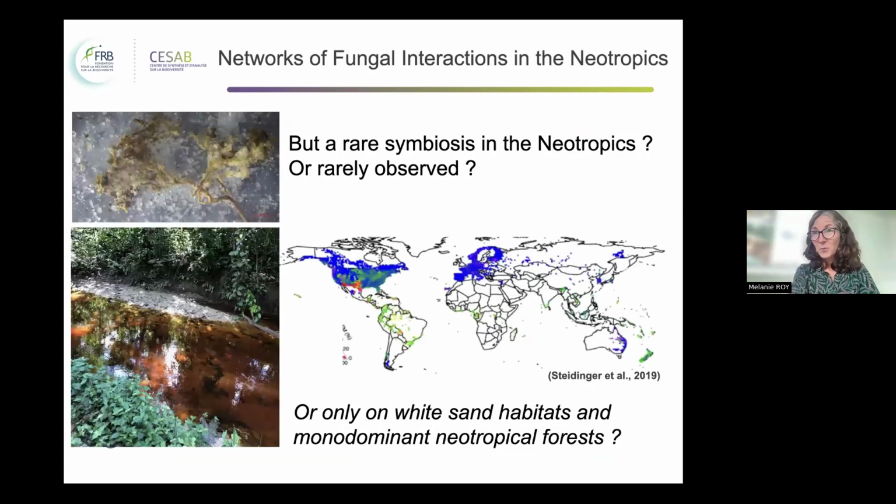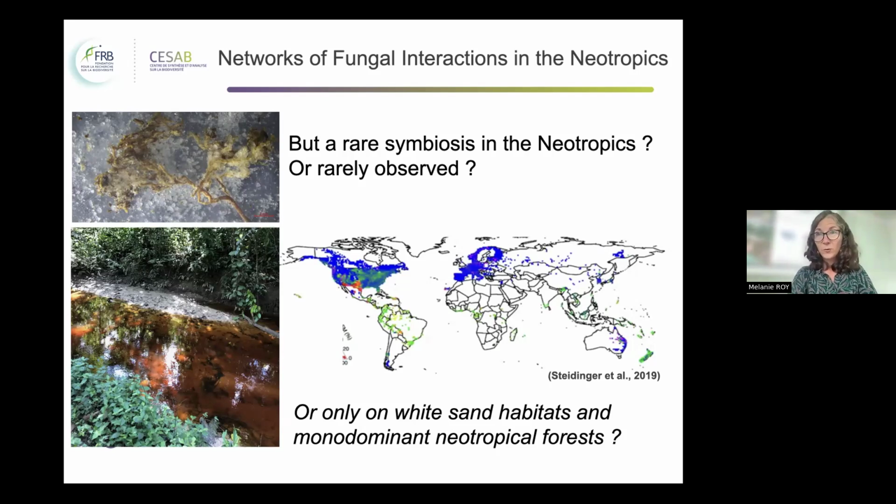And so the starting point of this project comes from observation at the global scale. When we look at this symbiosis here on the map in blue, we see that this symbiosis of ectomycorrhizal fungi is in general highly diverse in boreal and temperate ecosystems. But you see there is no points in the neotropics, or at least in the Amazon parts.